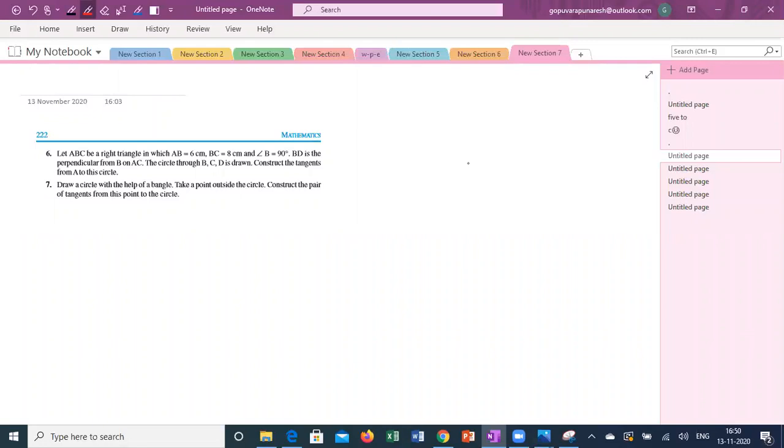First, draw the triangle. If you are facing any issues, please let me know. Let ABC be a right angle triangle in which AB is 6 centimeter, BC is 8 centimeter.